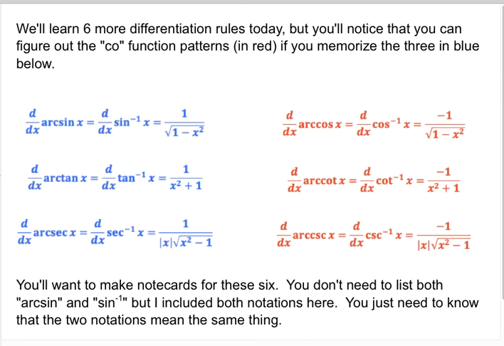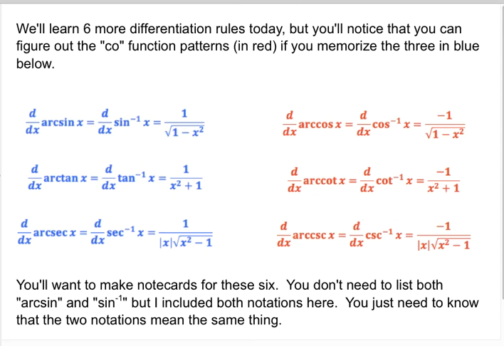So a couple notation things. I don't care if you use arc sine or inverse sine, but you should know that they are both the same thing and that they are interchangeable. The same thing with arc tan and inverse tan, arc secant and inverse secant, arc cosine and inverse cosine, arc cotangent and inverse cotangent, and arc cosecant and inverse cosecant. So let's look at how these rules work.